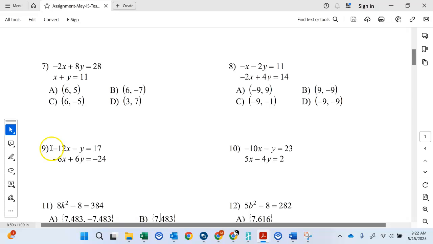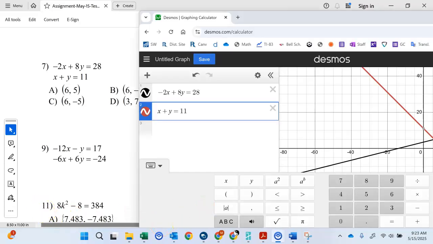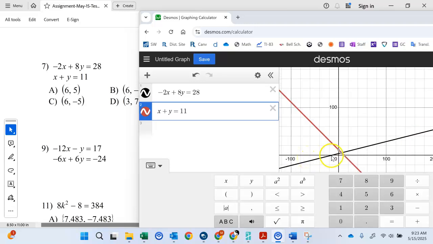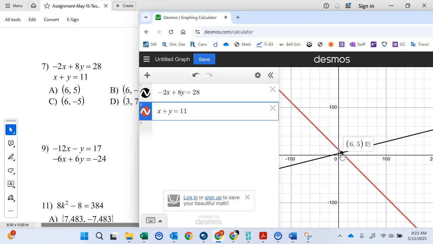Now, what happens if you get one like this where you don't have answer choices? Well, we can use Desmos again. Let me show you this. Okay, I'm almost out of time, so I'm going to go quick. I put in both equations, as you see, and then I go over here, and where they cross, that's the answer. So that tells me where they cross. I touch it with my finger, and that tells me that 6, 5 is the answer.